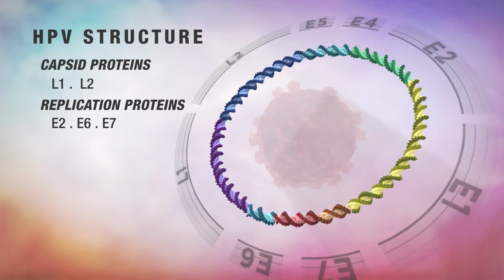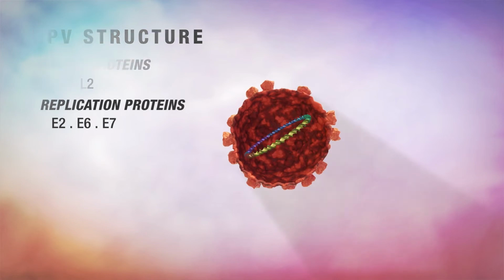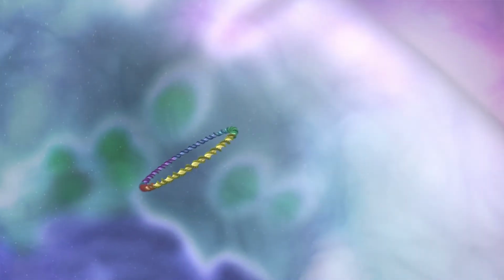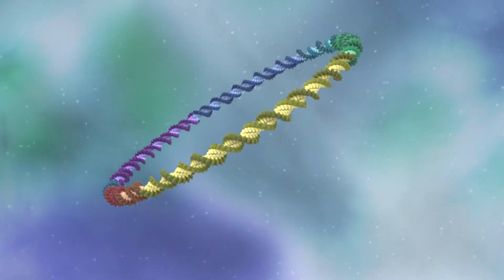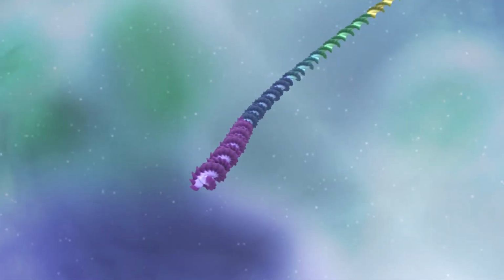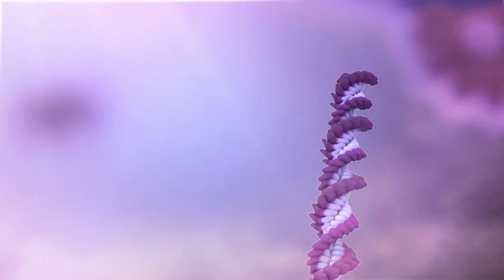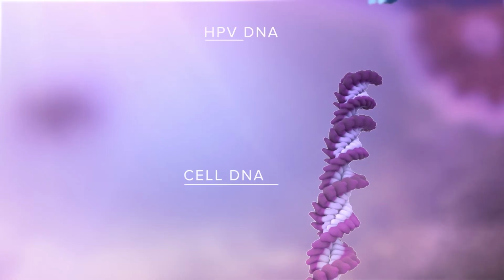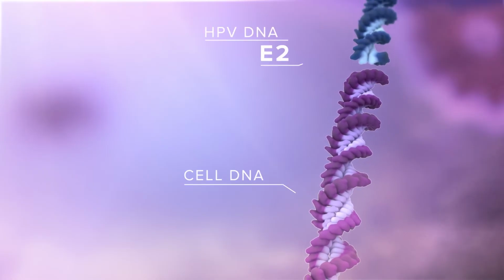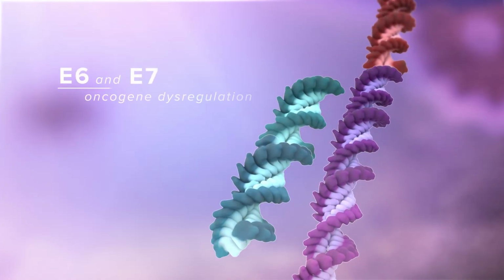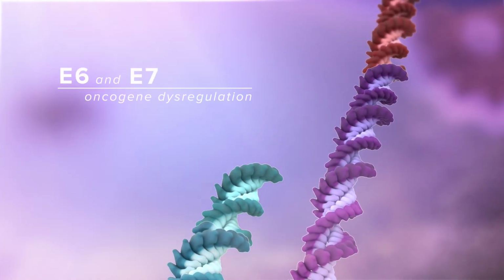When HPV infects a cell, it sheds its capsid, and the circular HPV genome becomes linear and enters the cell nucleus. As the HPV DNA becomes linear, the L1 gene can be deregulated or deleted. Before an HPV infection can cause cervical cancer, HPV DNA is integrated with the DNA of the infected cell, and the E2 gene is suppressed or deleted, which deregulates the E6 and E7 oncogenes.